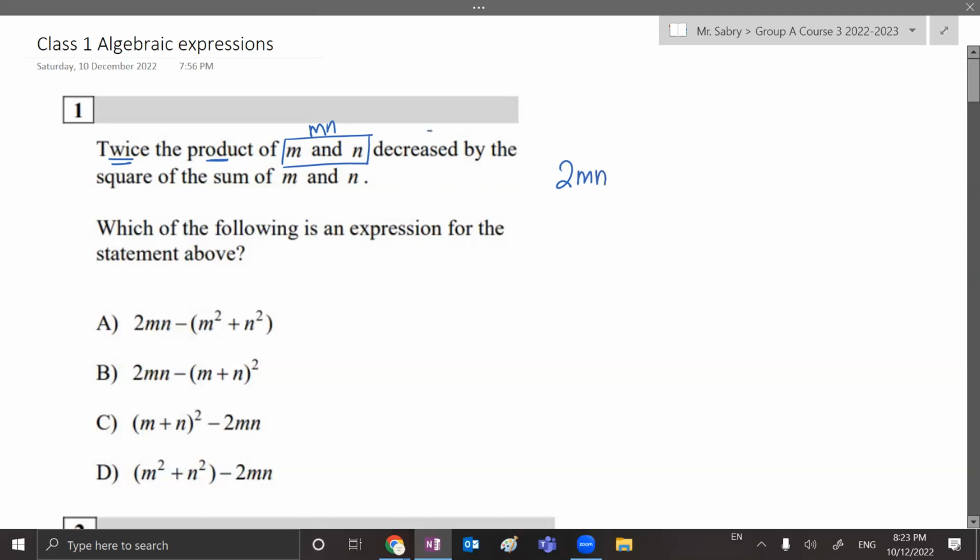Decreased by something means minus. The square means something squared, something to the power 2. The square of what? The square of the sum of m and n. The sum of m and n means m plus n. So I'll put in a bracket m plus n squared, because the whole sum is squared, not just the n, not just the m. So looking at the choices, it's choice B definitely. Does this make sense?